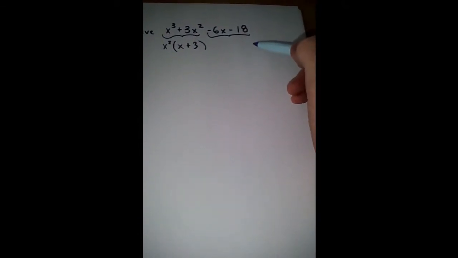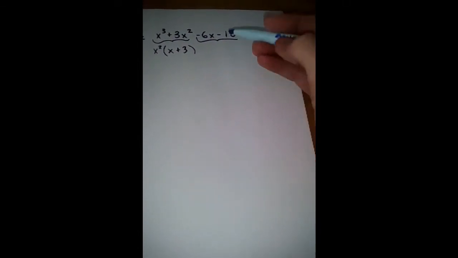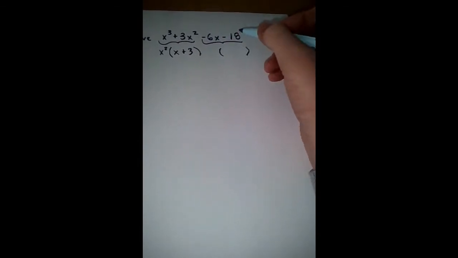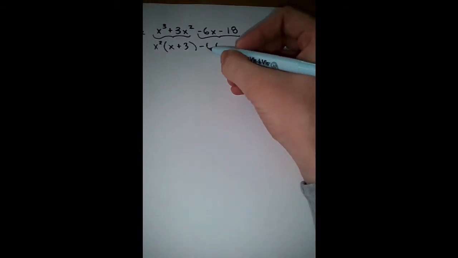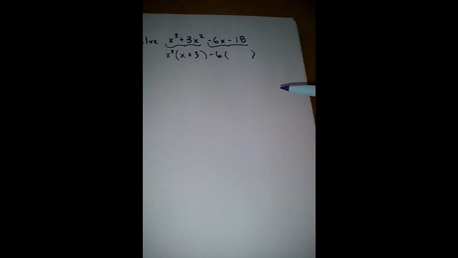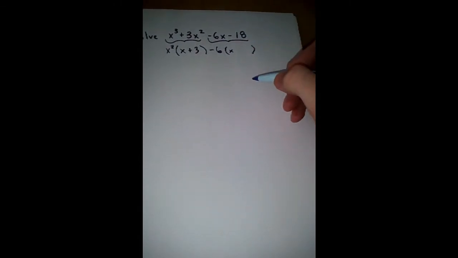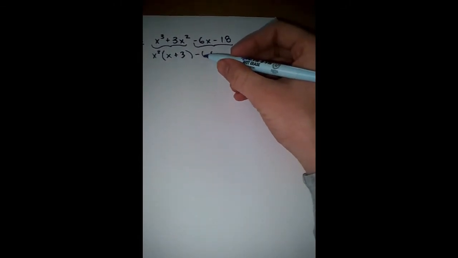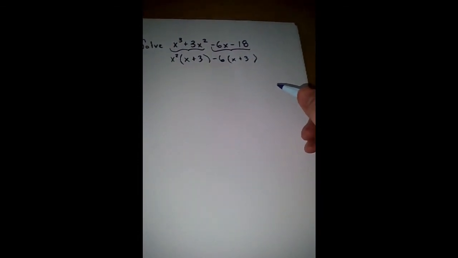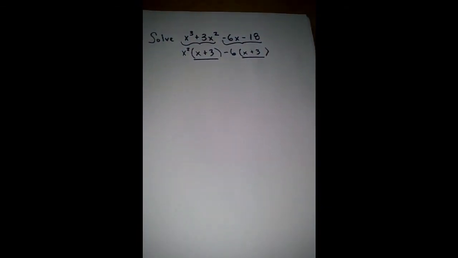So we're looking for an x plus 3. In order to get positive 3 in the next group of parentheses, the GCF for these last two terms is going to have to be a negative 6. That means that negative 6 goes into both of these numbers. Negative 6 times x gives us negative 6x, and negative 6 times positive 3 gives us negative 18. Now we have both of our parentheses the same.